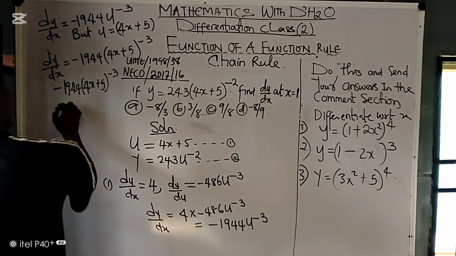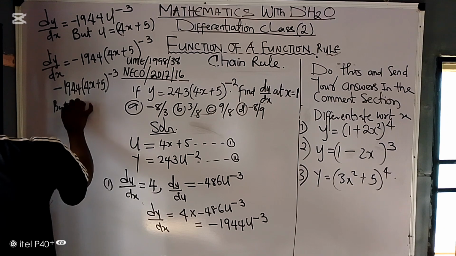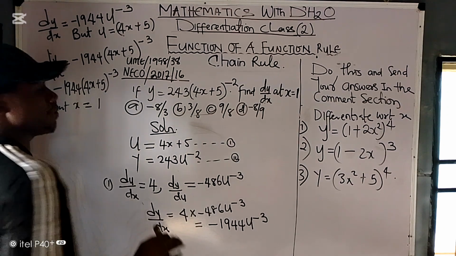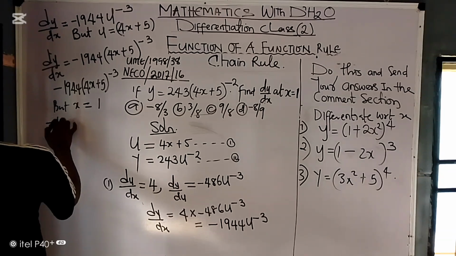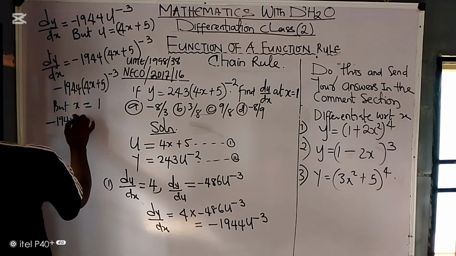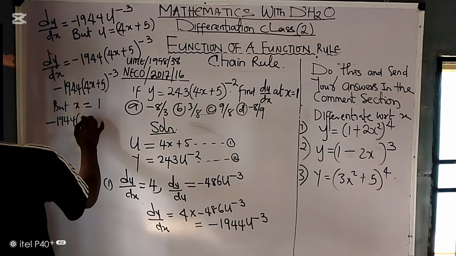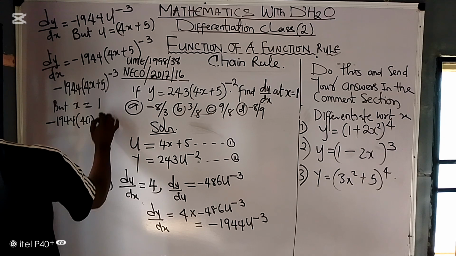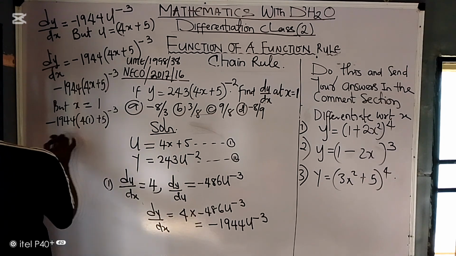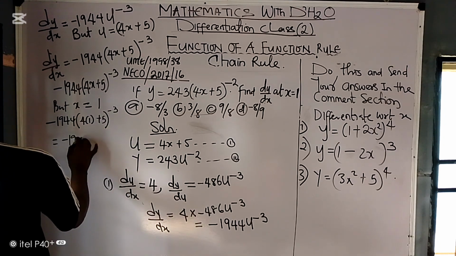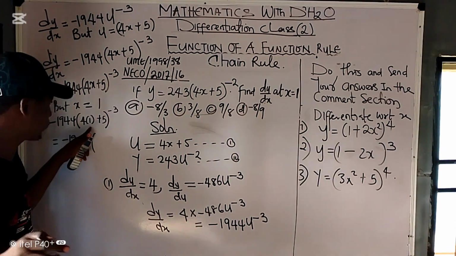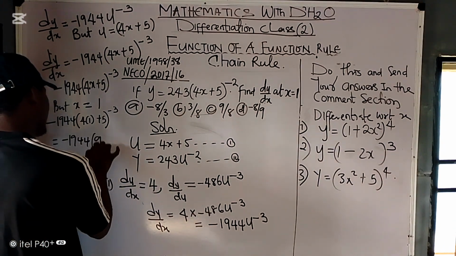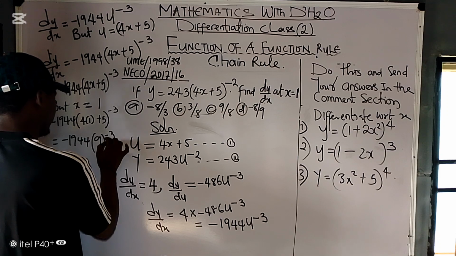So that means we'll say x is equal to 1. Anywhere we see x, we put what? 1. So what would that give us now? Minus 1944 bracket 4 bracket 1 plus 5 all raised to the power of minus 3. So that will give us minus 1944 bracket 4 times 1 will give us 4, plus 5 will give us 9 raised to the power of minus 3.